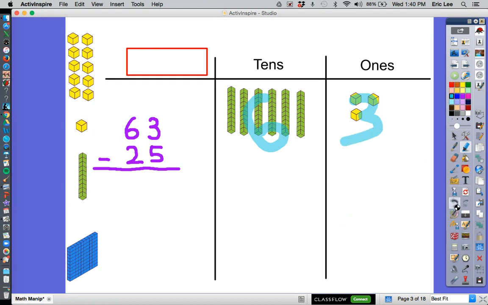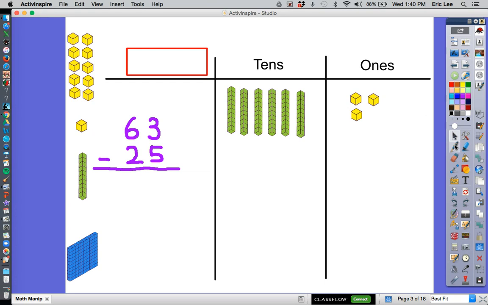So what we're going to do is subtract. We're going to start in that ones column over here. In my ones column, I've got 3 minus 5. So take a look over here in my models. I've only got 3 ones. I can't take 5 away. I need to get some more ones. And the place where I'm going to get some more ones is right over here in my tens column.